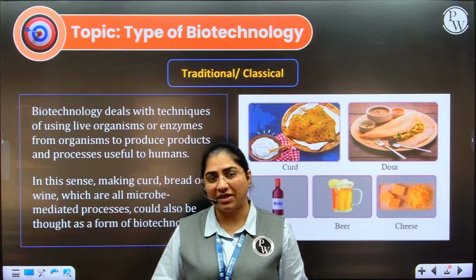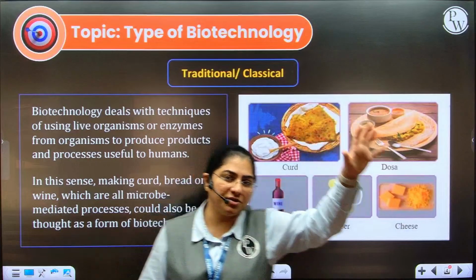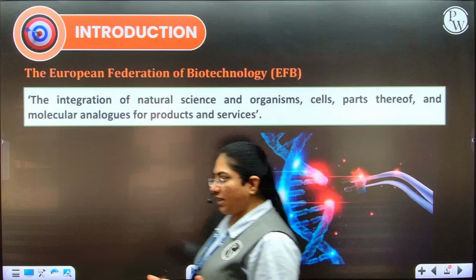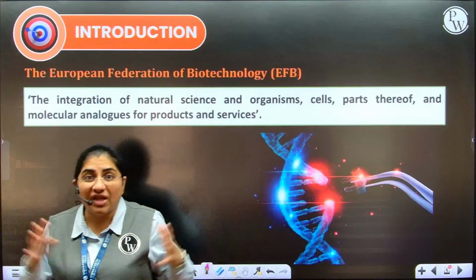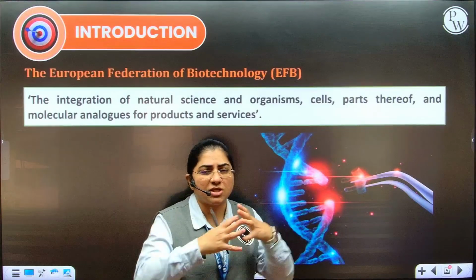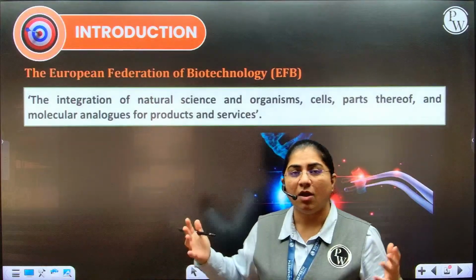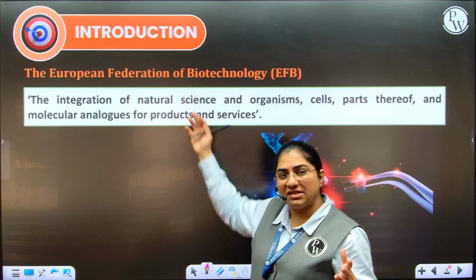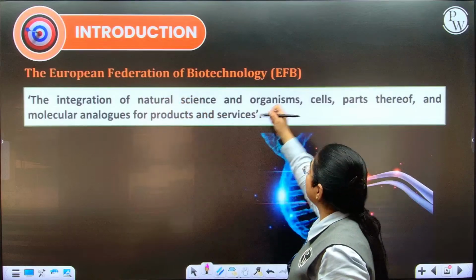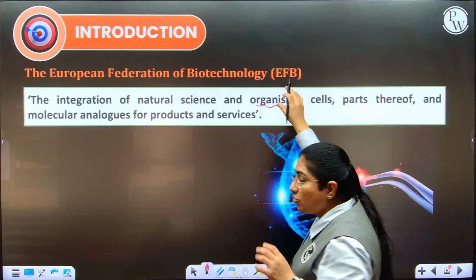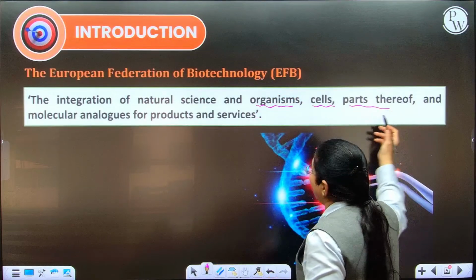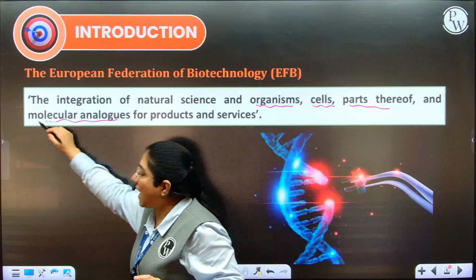Yes, advancements have been made, but this has been continued since ages. So now, what is the new biotechnology, or what is the new upcoming field which has a huge panorama of scope of biotechnology? Herein, we are integrating natural sciences and organisms, not just the microorganisms, but also the cells, their parts, or their molecular analogues.